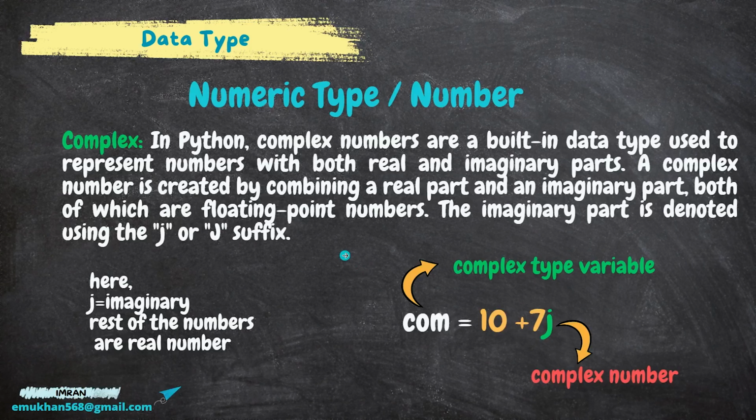There is a note: when you convert an integer number to float or float to integer, it's possible, and this is called casting. But you cannot convert a complex number into a float or integer number. Keep in mind, this is very important. I have given an example. com is a variable, 10 is the real part, plus 7 J, where J is the imaginary part. Combined, it's a complex number, and com is considered a complex type variable.